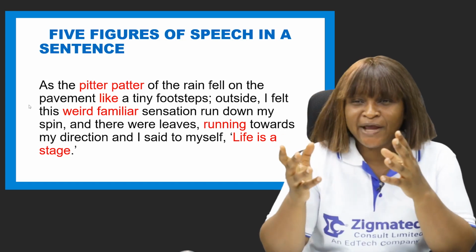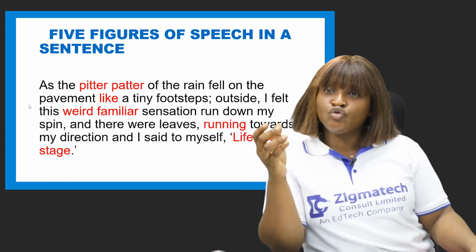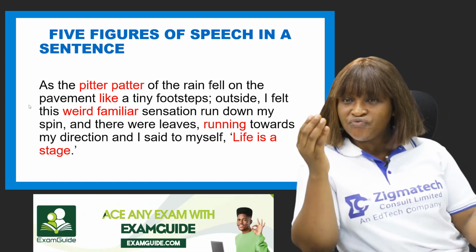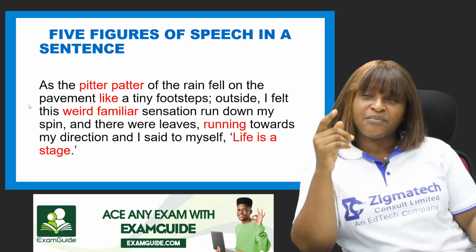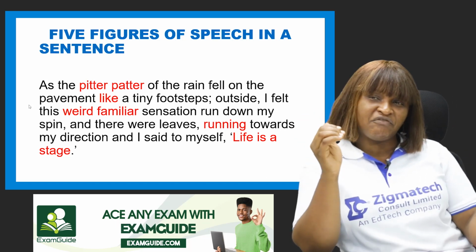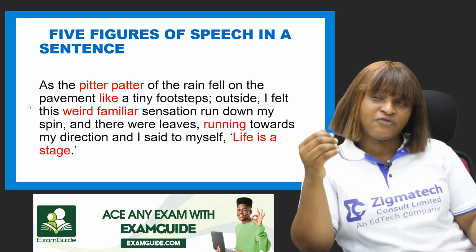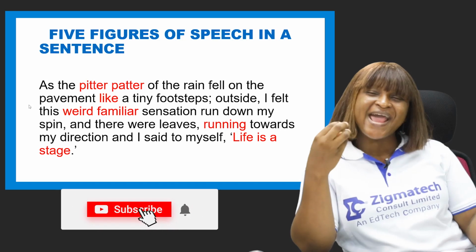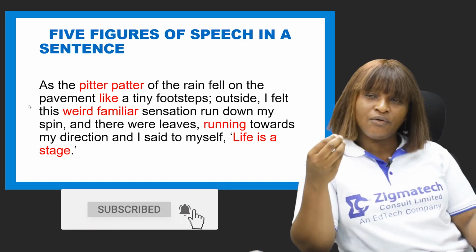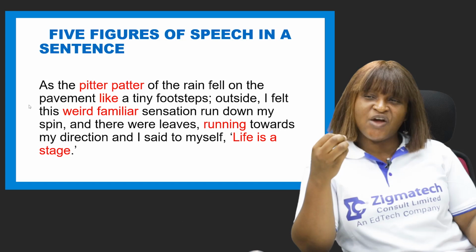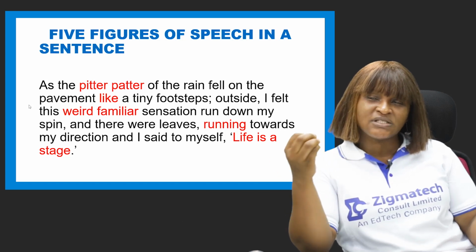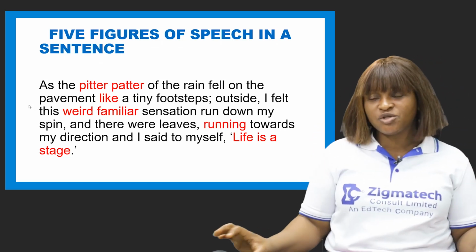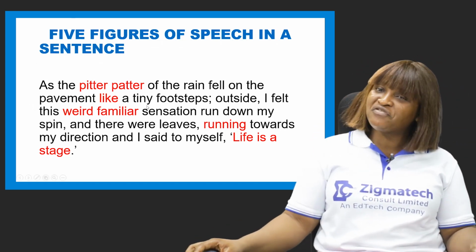So you see that in my own example, I was able to make use of the 5 figures of speech taught in a particular sentence, and it reads thus. It says, as the pitter-patter of the rain fell on the pavement like tiny footsteps outside, I felt this weird familiar sensation run down my spine, and there were leaves running towards my direction, and I said to myself, life is a stage. So you see, I've been able to make use of the 5 figures of speech.